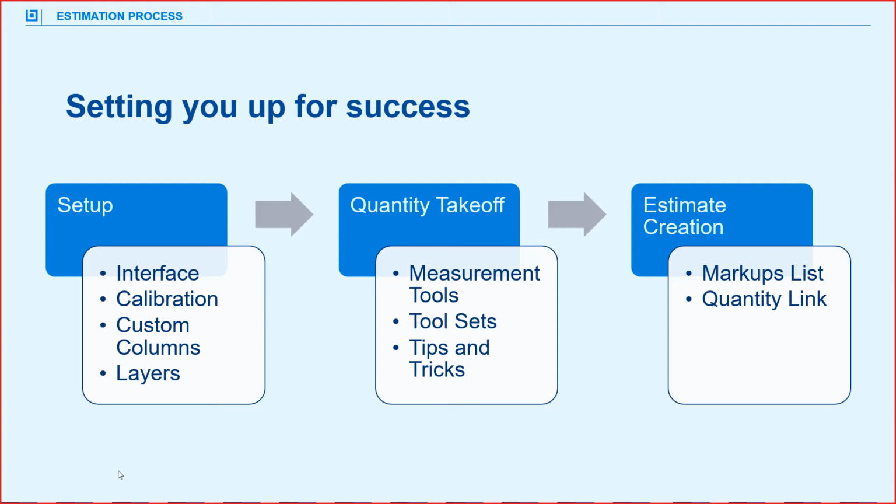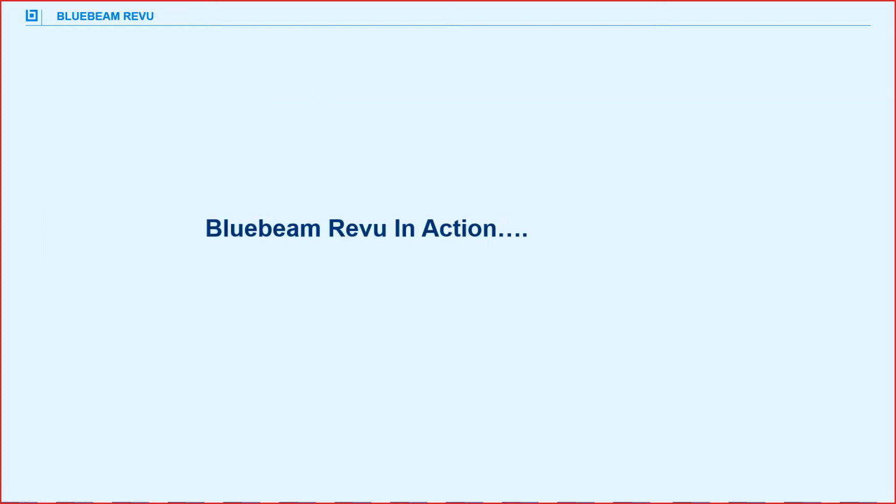Then after that, we're going to go into the quantity takeoff process. We'll cover the different measurement tools and how to leverage the tool set for your quantity takeoff. Last but not least, we're going to talk about how to complete your estimation using the data you have added in the markups list and do quantity links. So I'm going to jump over to Bluebeam. We're going to get to see Bluebeam in action.